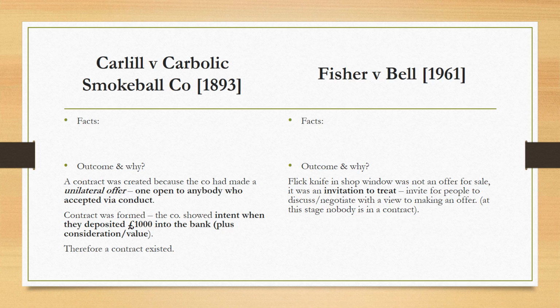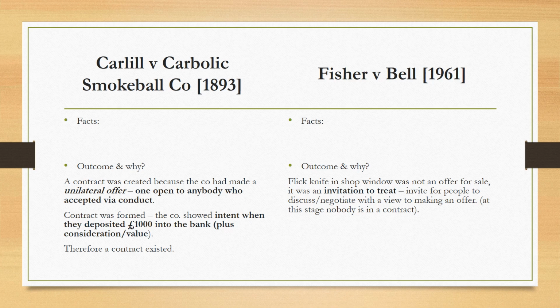They called it back then an advertising puff. And also think about the implications of making an offer to multiple people. It really means that if something goes wrong, you're having to pay out a lot of money. So Mrs. Carlyle, in the end, was successful.